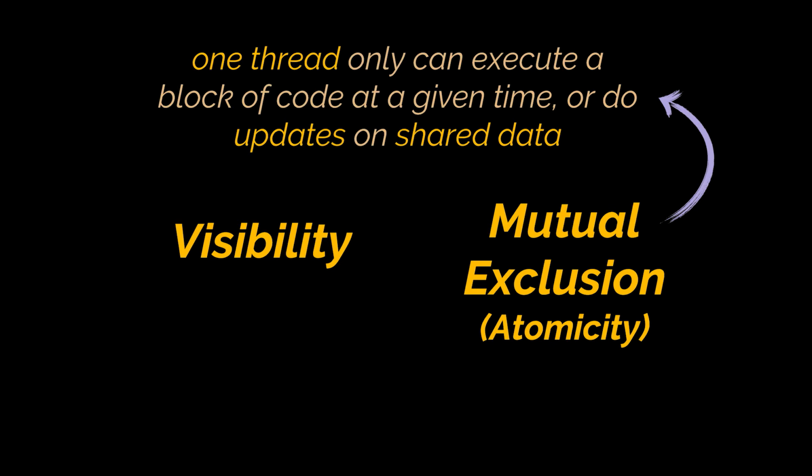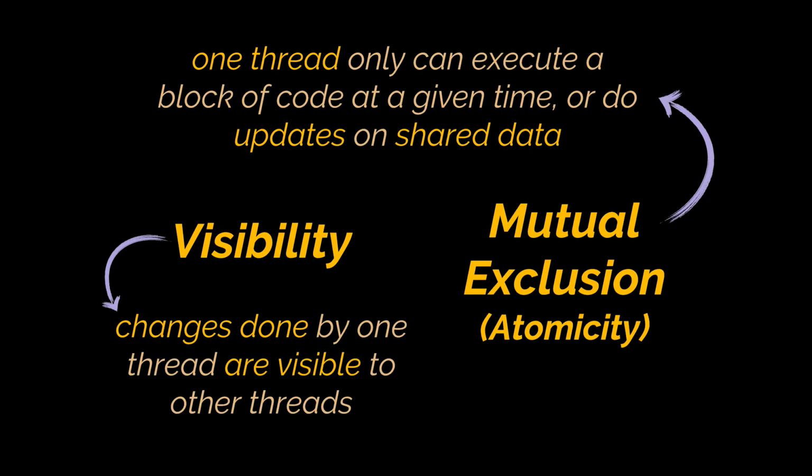Mutual exclusion means that only one thread or process can execute a block of code at a given time or do updates on shared data via a certain block of code. Visibility means that changes done by one thread to shared data are visible to other threads or processes. Even if this isn't the best way to think about it, and you'll know why during the video, you could think of them as read and write. One ensures that the read functionality is thread safe, and the other ensures that the write functionality is safe to run across multiple threads in the most efficient way.